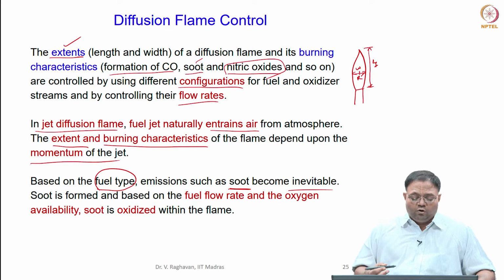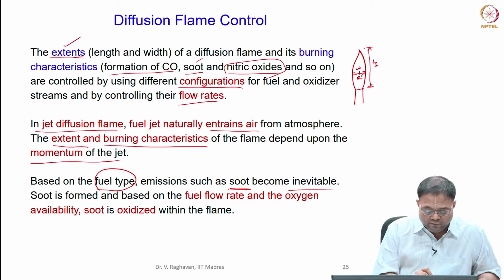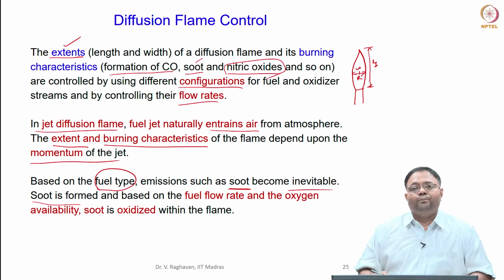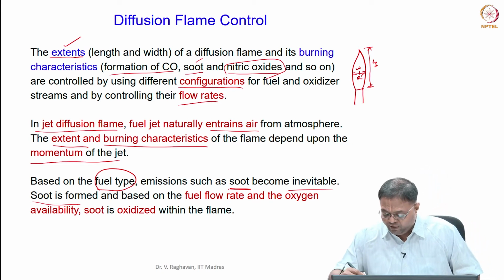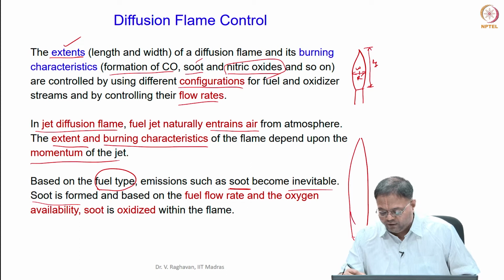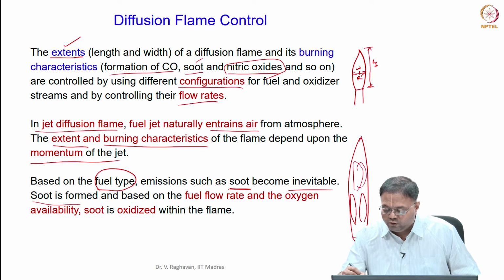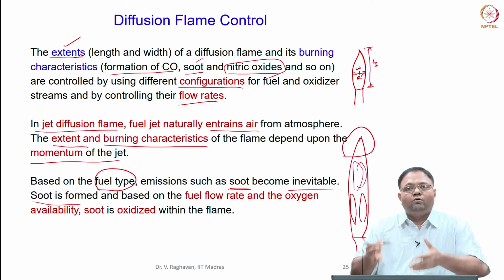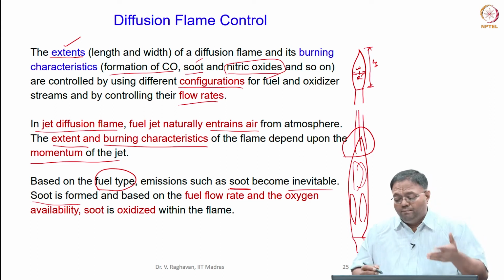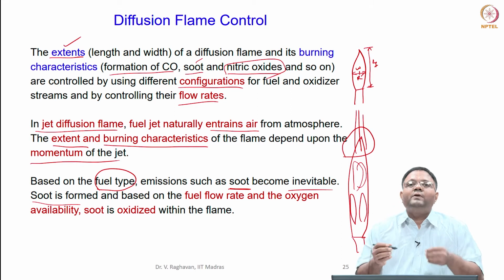Okay, but how to control the soot? Say, let the soot form. There's no harm in that. Soot which is formed, if it is oxidized within the flame, no issue. So, for example, there is a flame. Soot is formed at some location, but soot is also oxidized in this region. So, there is no soot in this position. These are the hot products which are leaving here, the flame tip, but there is no carbonaceous particle.